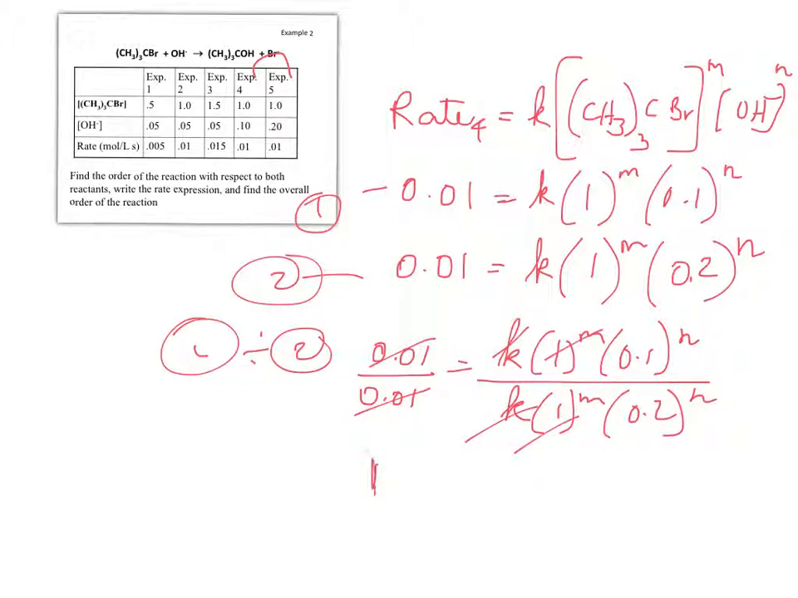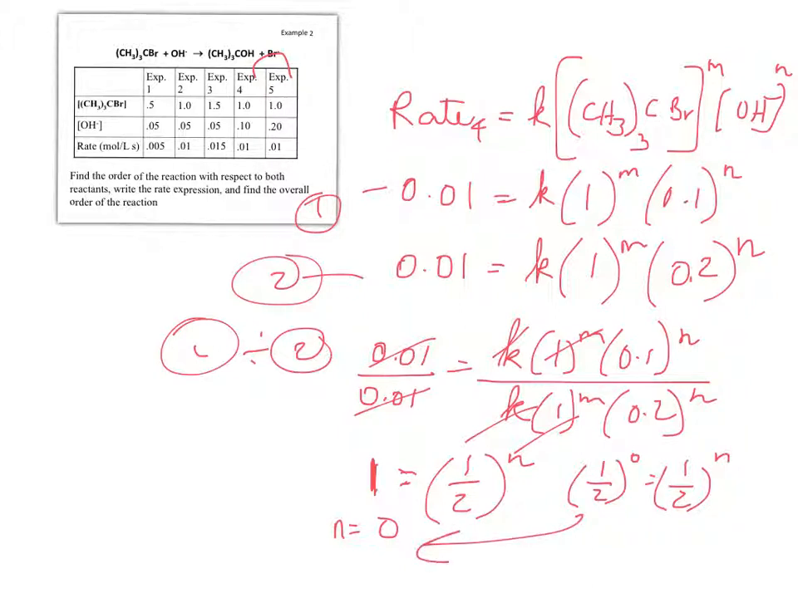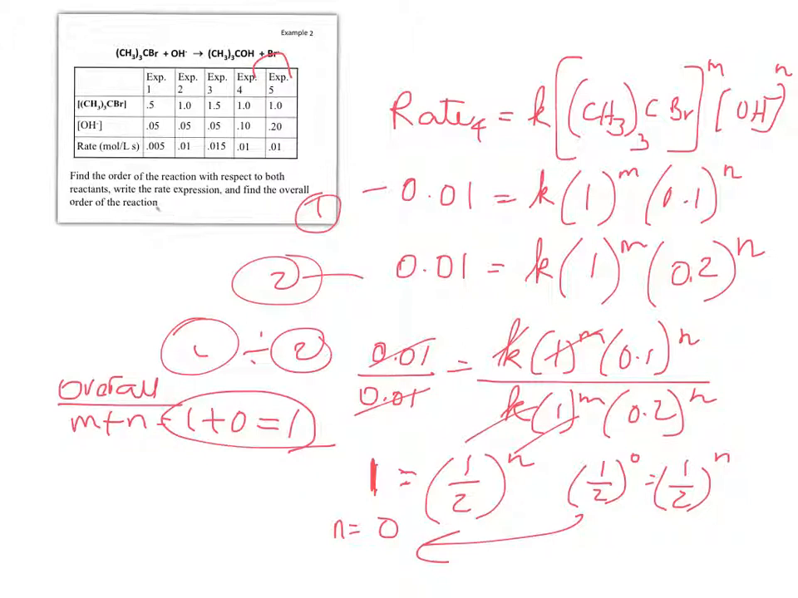So you can see 1 is equal to half raised to the power of n, which basically means that n should be equal to 0, because anything raised to the power of 0 is going to be 1. So you can write this as that, and that would mean that the value of n is 0. Well, what does that mean? That means that the overall order is m plus n, which is 1 plus 0, which is equal to 1. So your overall order is 1. M came out to be 1, n came out to be 0.